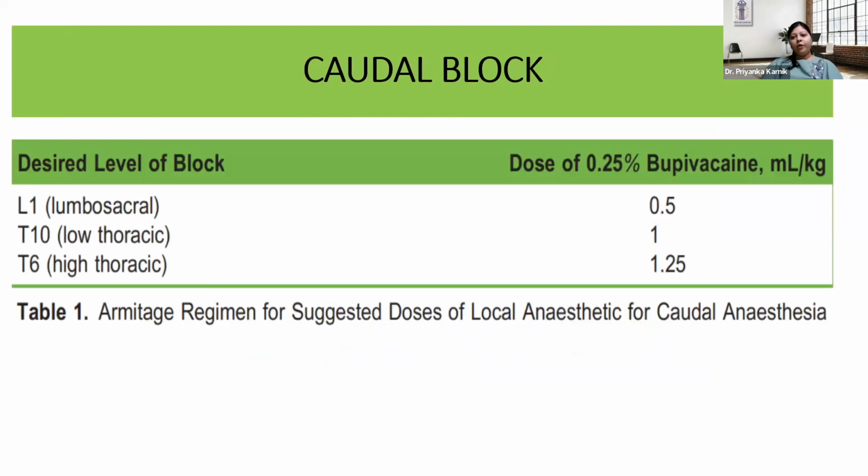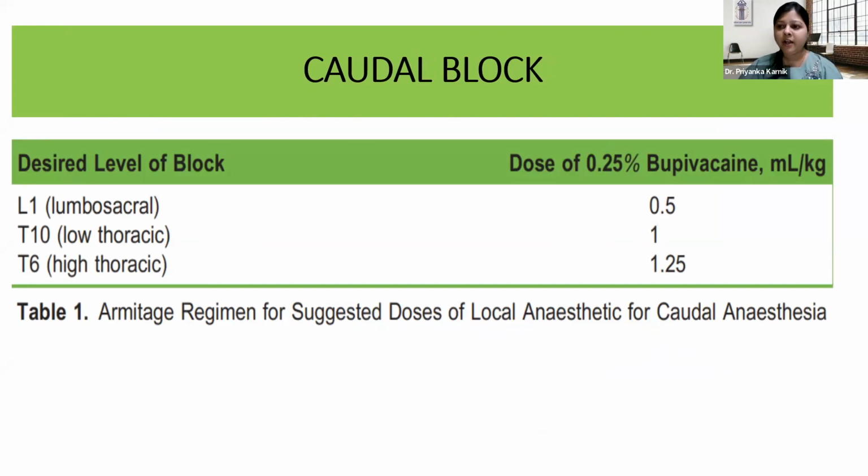Now, when you're giving a caudal block, you have to be very aware of the amount of drug you're injecting, because that is going to decide the level till which your block is going to act. So be very mindful of how much you're injecting. For lumbosacral levels, say if we are going for a hypospadias procedure or any rectal procedures or anal procedures, then we need to give 0.5 ml per kg of drug.